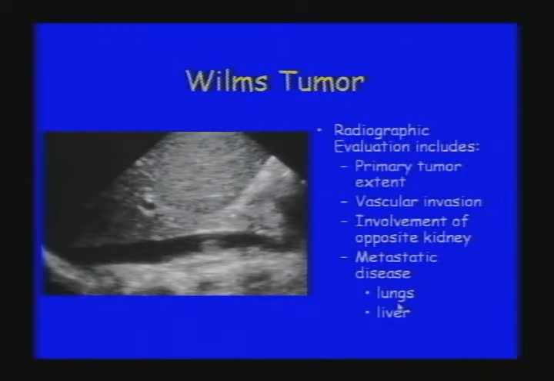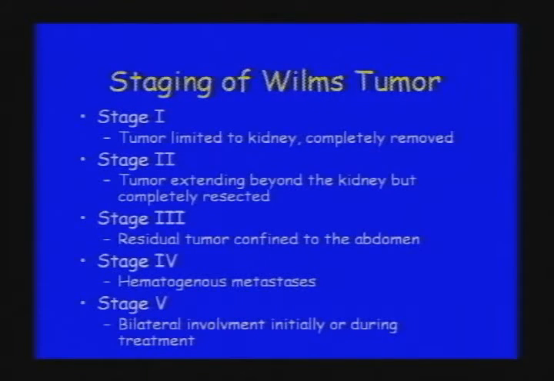When you're looking at what you think is a Wilms tumor, you need to look at the primary tumor extent. You need to look for vascular invasion. Here you can see in the inferior vena cava there's tumor growing into the inferior vena cava here. You need to look at the opposite kidney to see if it is involved, because Wilms tumor can be bilateral. And you need to look for metastatic disease, which occurs most commonly to the lungs, but it can also occur to the liver.